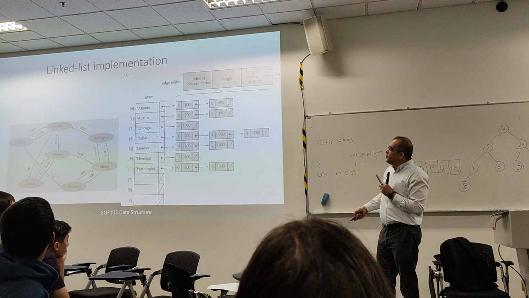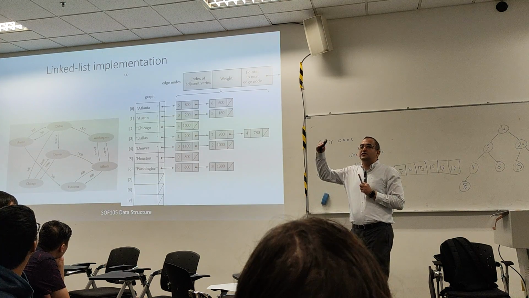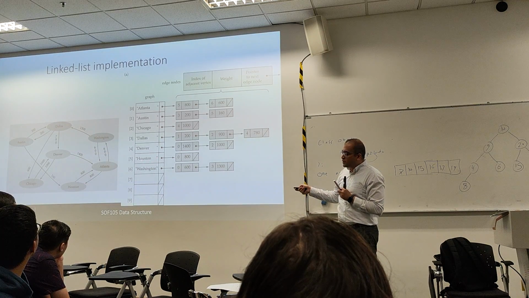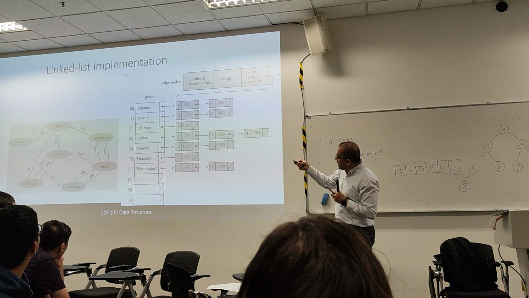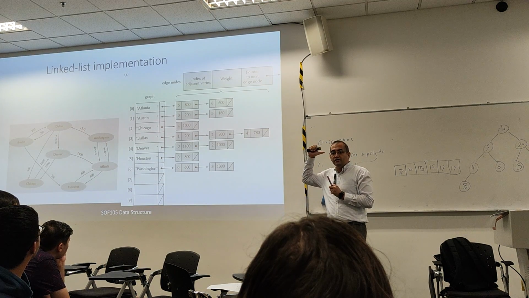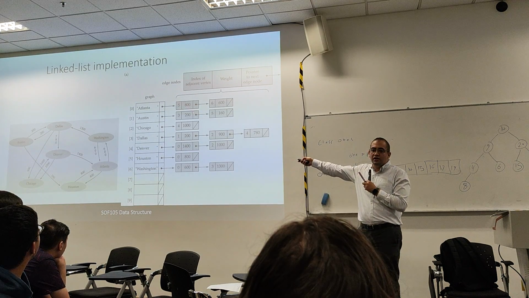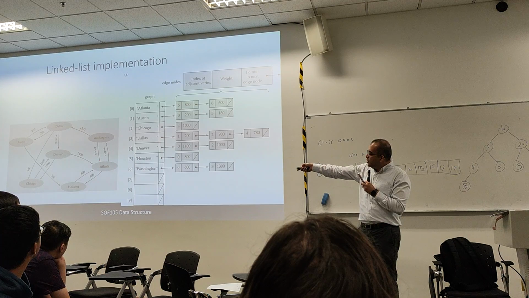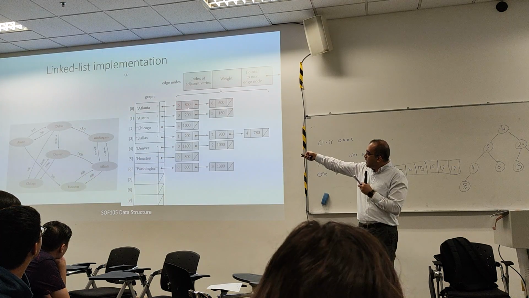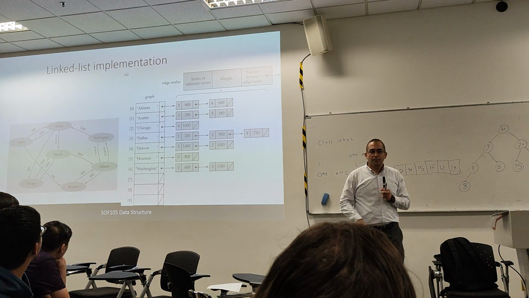Correct? But why did I do Atlanta first? Because now I want to insert another node, correct? Which one? Houston. Houston at which location? 5. I should insert Houston at the beginning or at the end of the linked list? Beginning. Why not at the end? More complex, okay? Less complexity to insert it at the beginning, right? So now Houston, at which index? 5. So I insert 5 with the distance what? 800. Before what? Before Washington. Okay, that's the idea.